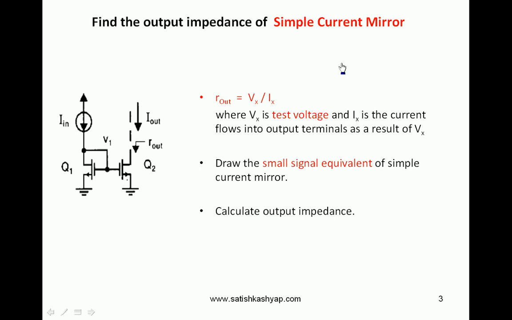So to calculate Rout, first step you have to replace this simple current mirror with small signal equivalent, and then you have to apply test voltage. Then you can calculate the output impedance. So first aim is to draw the small signal model of simple current mirror. Simple current mirror will be consisting of Q1 and Q2 transistors. We will go with step by step.